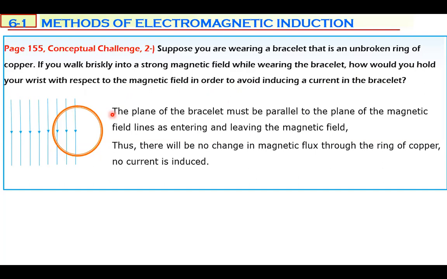You hold the bracelet parallel to the magnetic field lines. When it was outside, magnetic flux is zero. Even when it's entering inside, magnetic flux is zero, because the plane of the bracelet is parallel to the magnetic field, so no field lines cross the area and there is no change in the magnetic flux. If there is no change in the magnetic flux, no current is induced. So that's why you should hold this bracelet parallel to magnetic field lines to avoid current being induced when entering or leaving this magnetic field region.